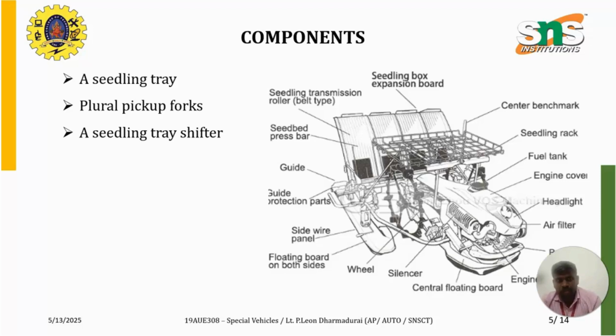Then one of the most important components in this vehicle is the plural pickup fork. It is the key component of this vehicle. It picks the paddy sapling from the tray and plants it in the rice bed of the field. So with the help of the plural pickup fork, we can easily pick the sapling and plant it in the agricultural land. And the seedling tray shifter is placed at the rear, where it automatically sends the seedling tray down after each plantation.